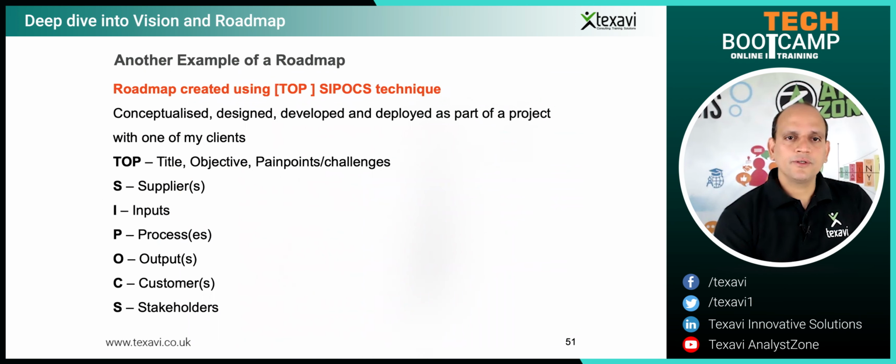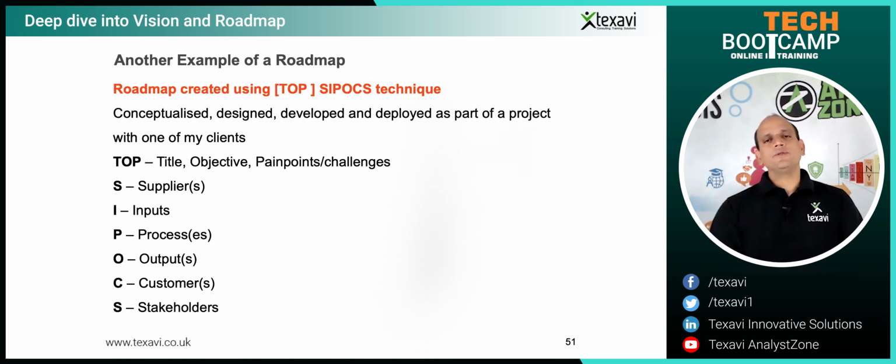And then I would also like to show you another example of a roadmap here. What we did was we actually used SIPOCs, as I call them. It's a very good technique that I find, and I have added one more to that. It's called TOP, so I call it TOP SIPOC. TOP is basically title, objective, and pain points and challenges, because it sets the context. And then the SIPOCs would actually help you with the detailing of that.